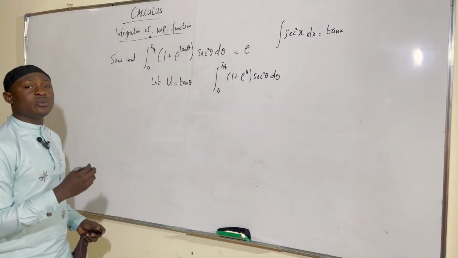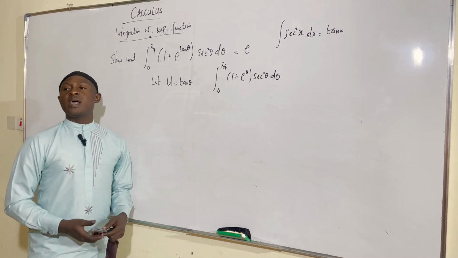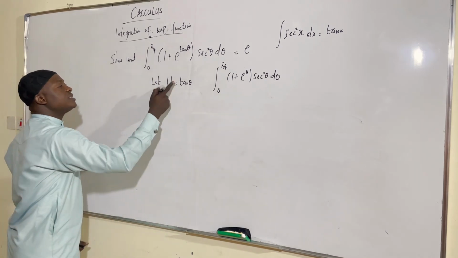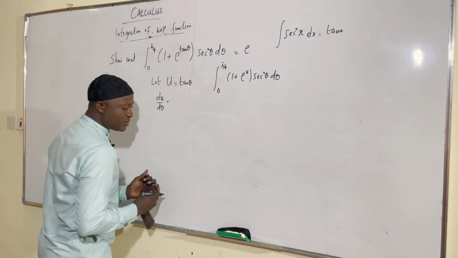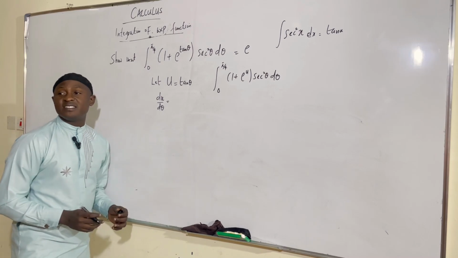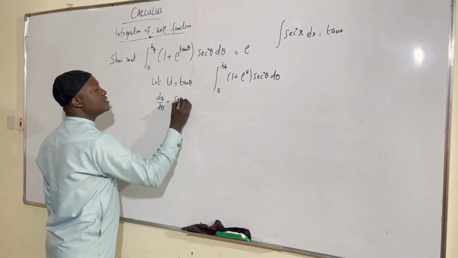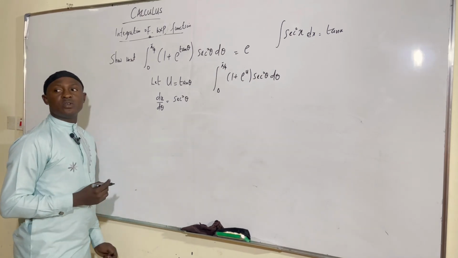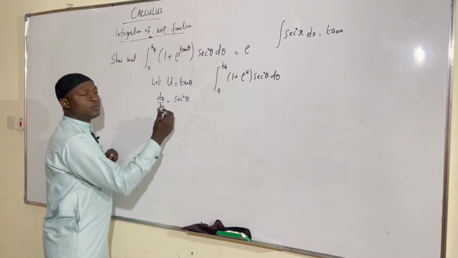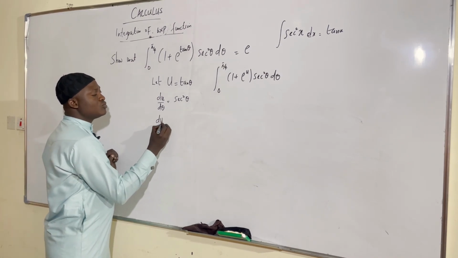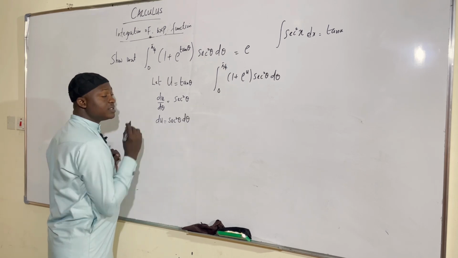I hope you are following, right? It's not all the time that it's always going to be x. It can be any variable. It can be x, it can be y, or it can be z. So for u and theta, we have du d theta. Recall that when we are differentiating tan theta with respect to theta, it is sec square theta. So the differential of tan is sec square theta. So if I cross multiply, that means we have du is equal to sec square theta d theta.